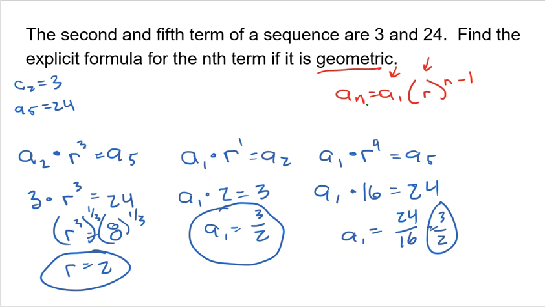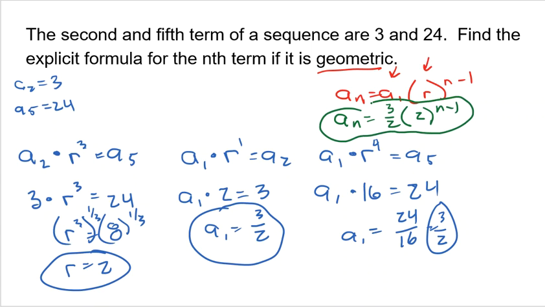So now I'm going to go ahead and fill in the blanks. My formula to find any term I want is the first term, 3/2, times my common ratio of 2 raised to the n minus 1. So there is my formula to find any term I want.